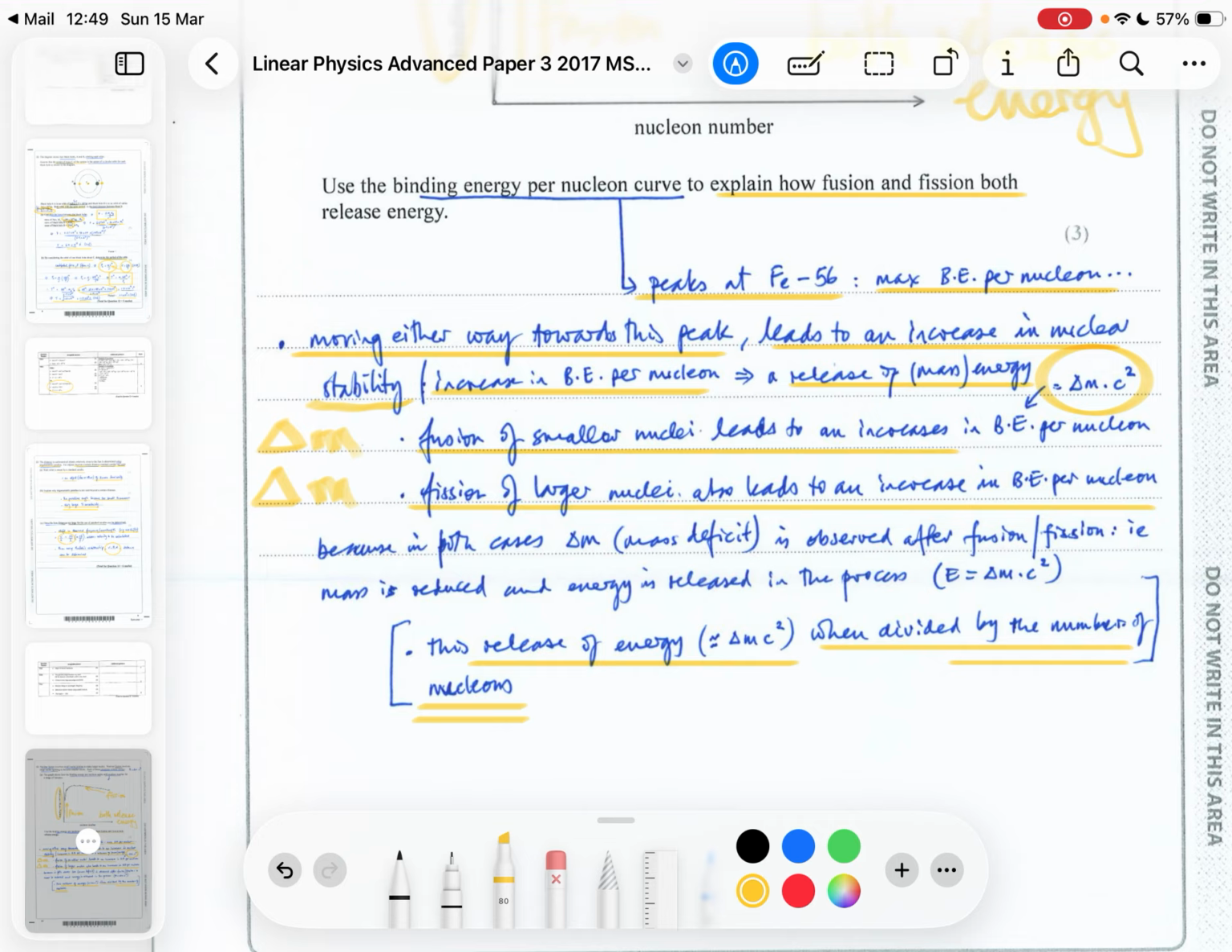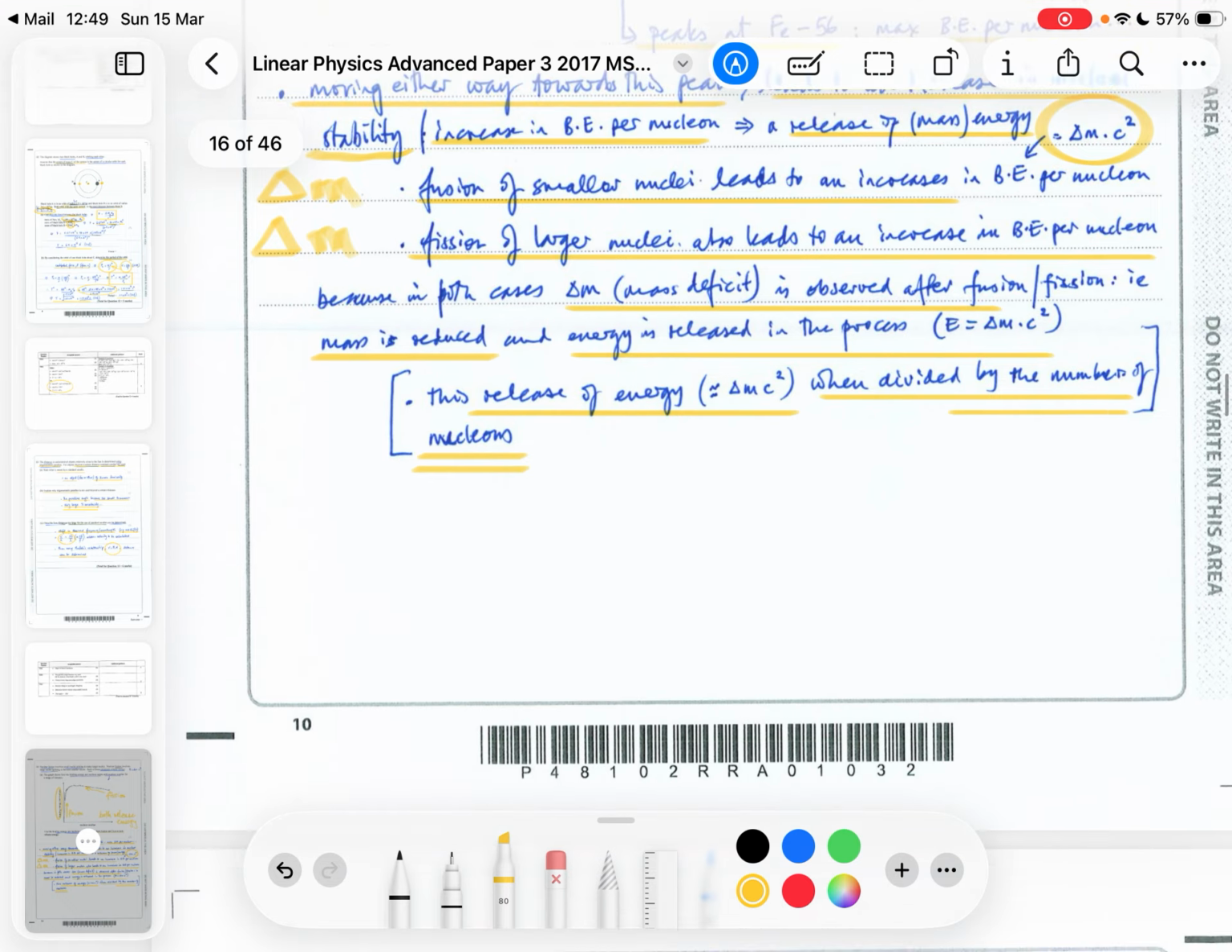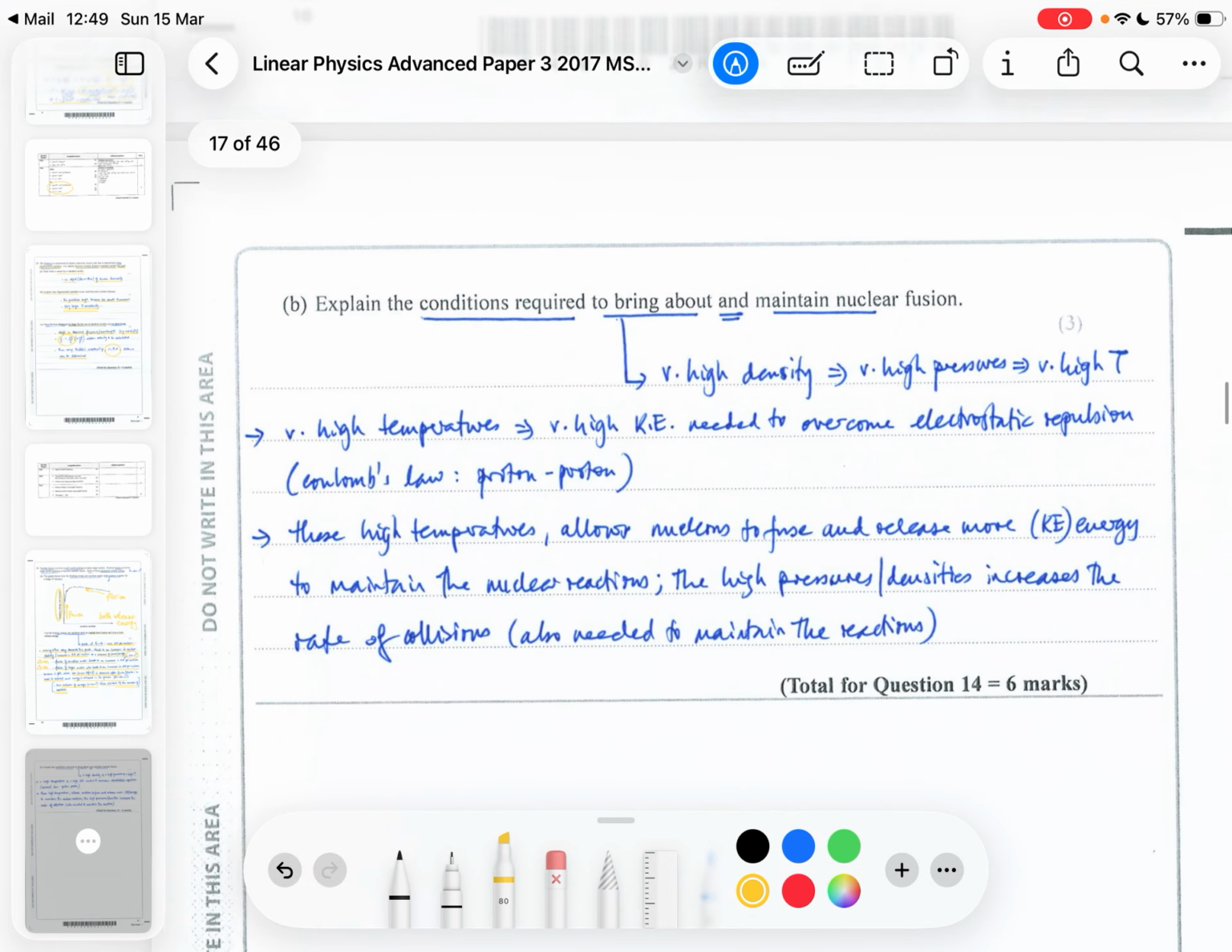In both cases, mass deficit is observed, as in decrease in mass is observed, I should say. Mass is reduced and energy is released by this equation. Now, hopefully that will get you all the marks. I hope I've explained it clearly.